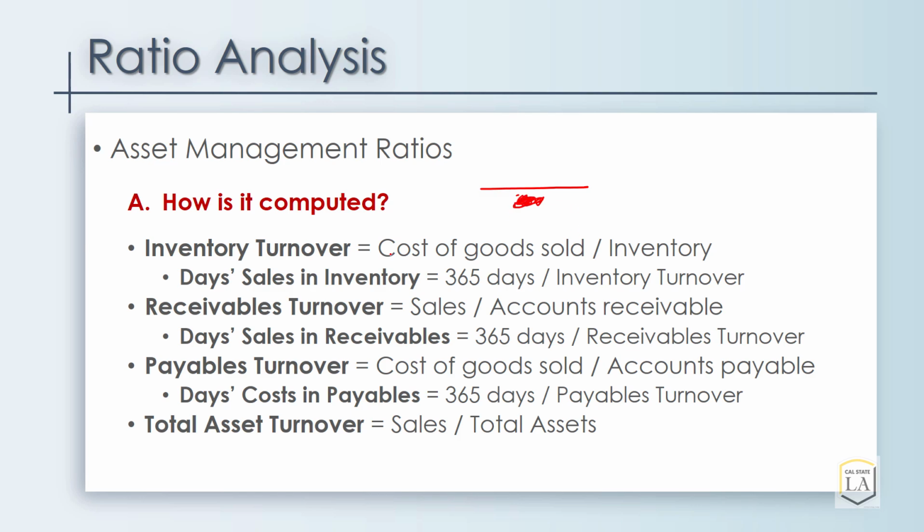And every time you see these turnovers, you would see that these accounts are from the balance sheet. So balance sheet items would be your denominator. And the corresponding income statement item would come as your numerator. So it's, in a sense, income statement item divided by balance sheet item. That's how you're computing the asset management ratio. We're going to come back to days sales or days cost after we talk about the meaning and content of each ratio.